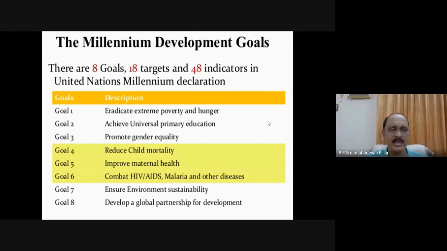First one, eradicate extreme poverty and hunger. Goal 2, achieve universal primary education. Goal 3, promote gender equality. Goal 4, reduce child mortality. Goal 5, improve maternal health. Goal 6, combat HIV, AIDS, malaria, and other diseases. Goal 7, ensure environmental sustainability. Goal 8, develop a global partnership for development. You'll see them one by one. Next slide, please.